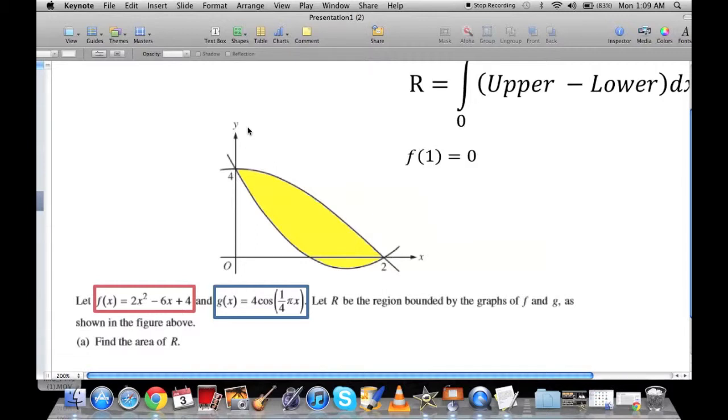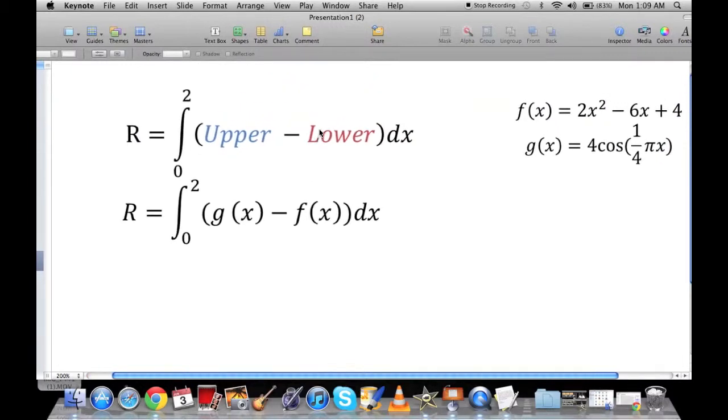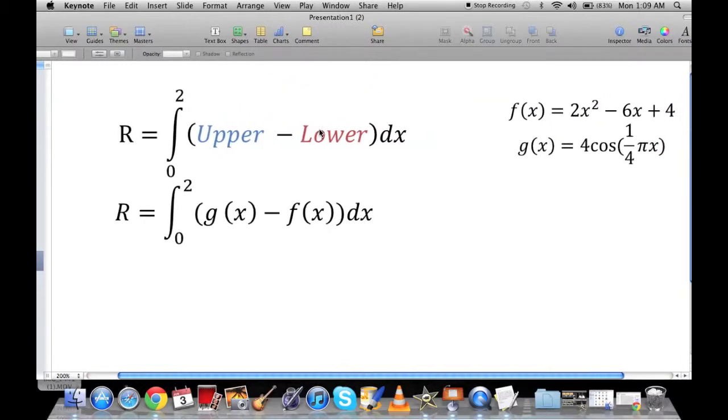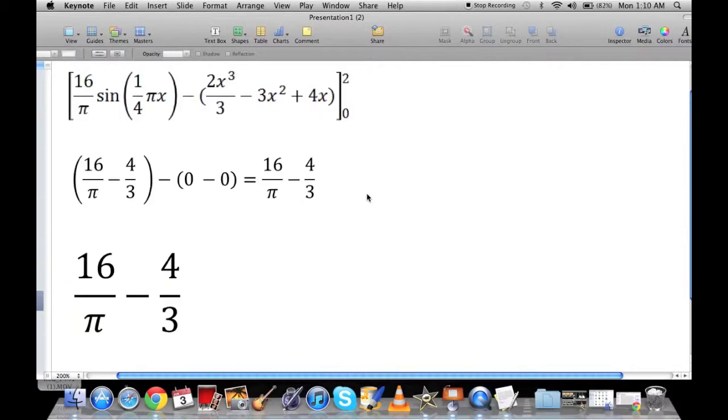I plugged in 1 to f of x and got 0. By analyzing the graph, we can tell that f of x is the lower and g of x is the upper function. Now, we can plug in our functions from the equation, upper minus the lower. We must find the antiderivatives. Then we can integrate and plug in the limits of 2 and 0 to solve for the area of R, which is 16 over pi minus 4 over 3.